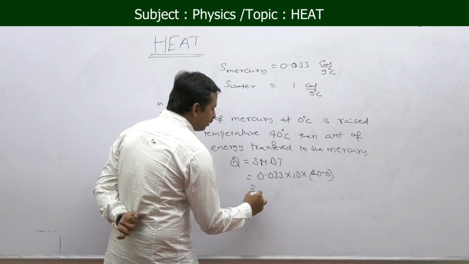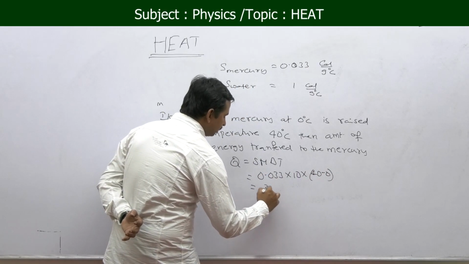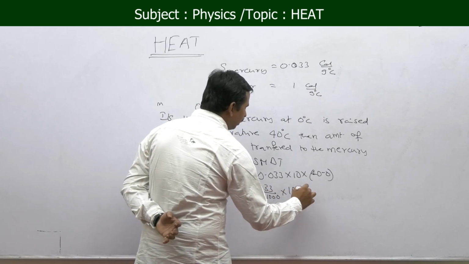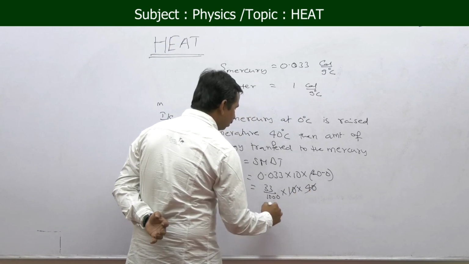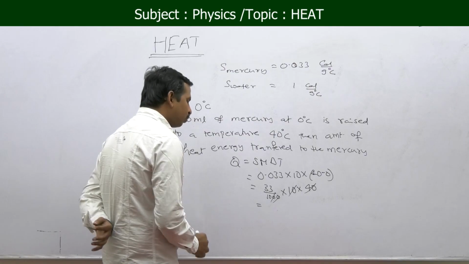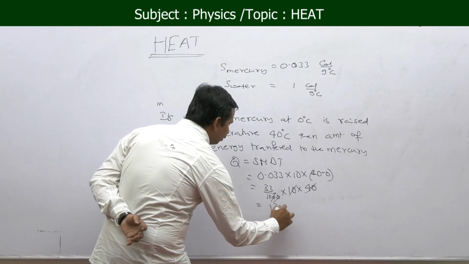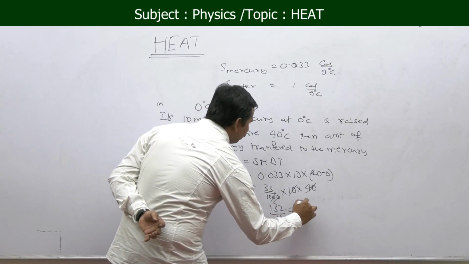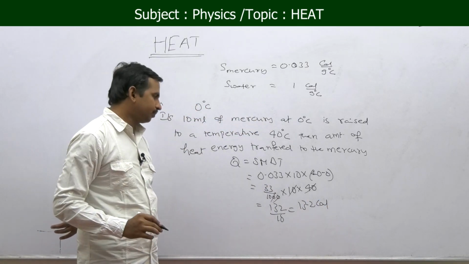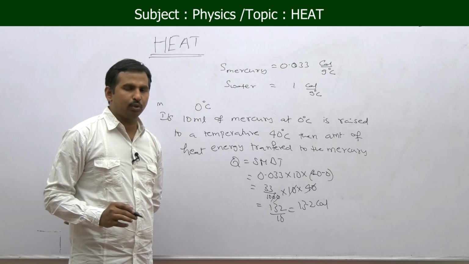So 0.033, which is 33 by 1000, into 10 into 40 minus 0, which is 40. Both the zeros get cancelled and finally we get 33 into 4, 132 by 10, which is 13.2 calories only it is taking there. Okay, only 13.2 calories we are getting.